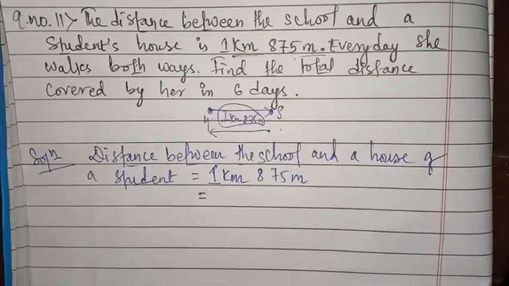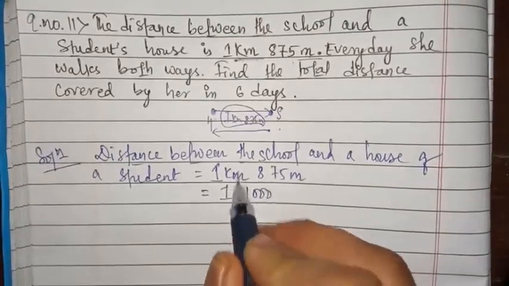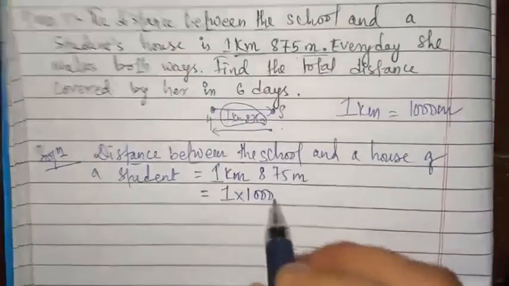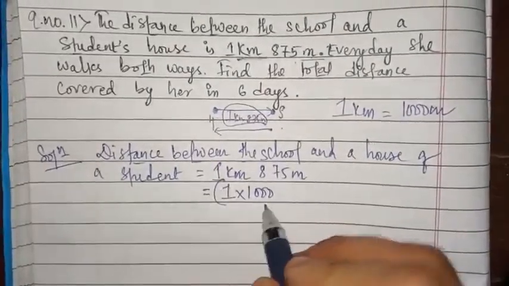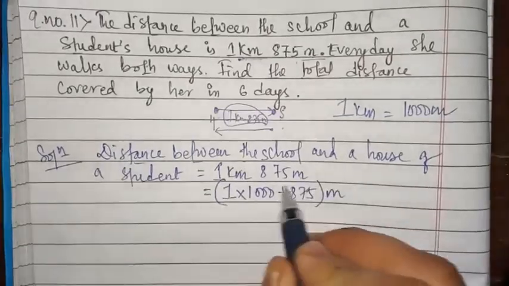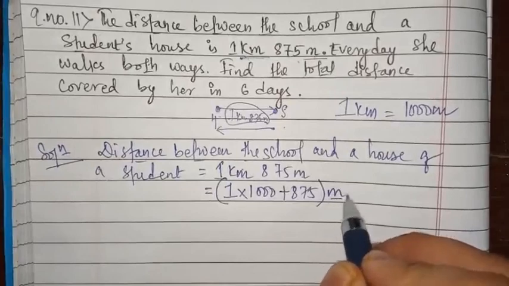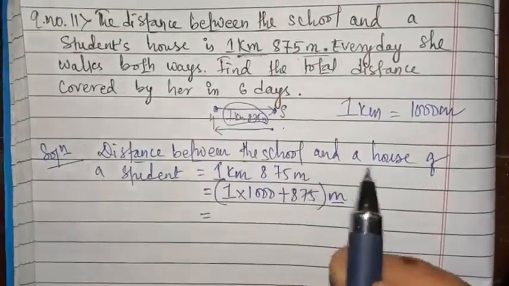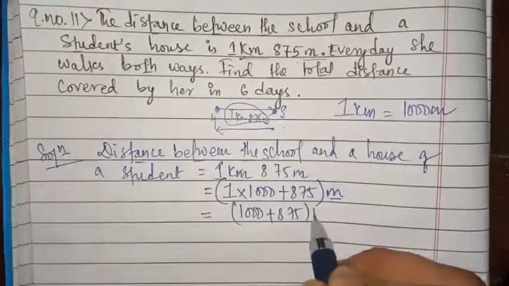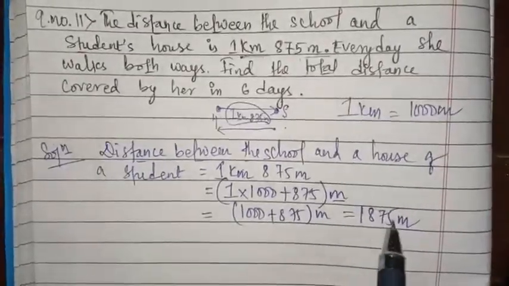Either you can do any one, the choice is yours, but I'll prefer to convert kilometer into meter. I hope you all know this: 1 kilometer is 1000 meter, isn't it? As in the previous question, in a similar manner we will do 1 into 1000 plus 875. Now this whole value is represented in meter, so m is for meter and km for kilometer. Now 1 into 1000 is 1000 plus 875, which is 1875 meter. So this is the distance between the house and school.